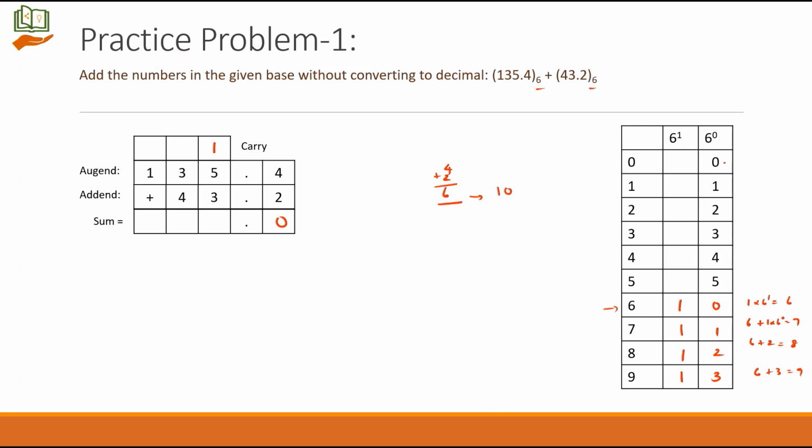Now what is 1 plus 5? It is 6. 6 plus 3 is 9. So 1 plus 5 plus 3 will give you 9. The representation of 9 is 1, 3. So 3 here and 1 here.